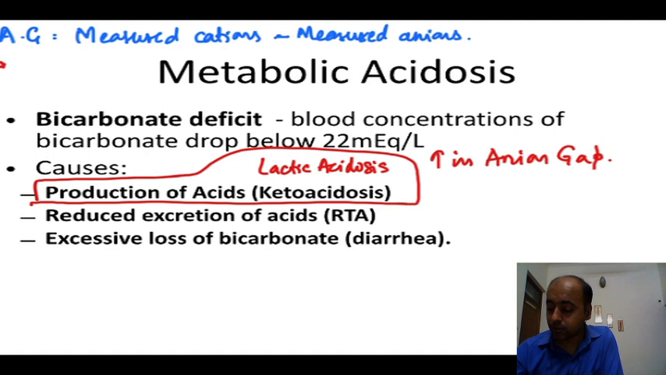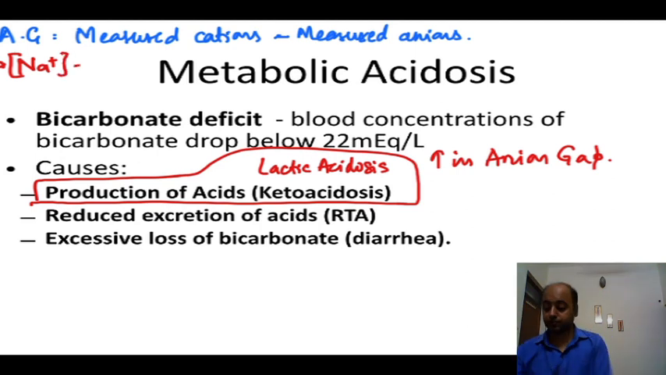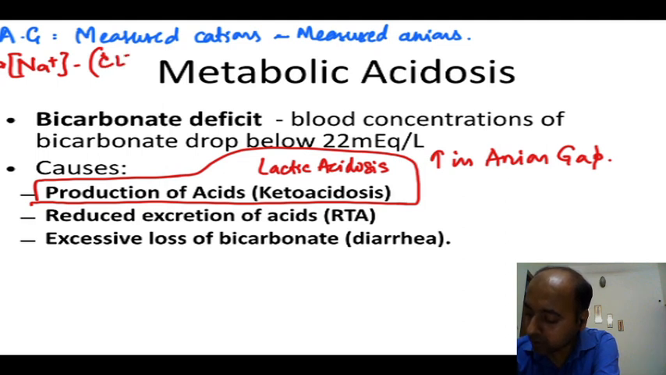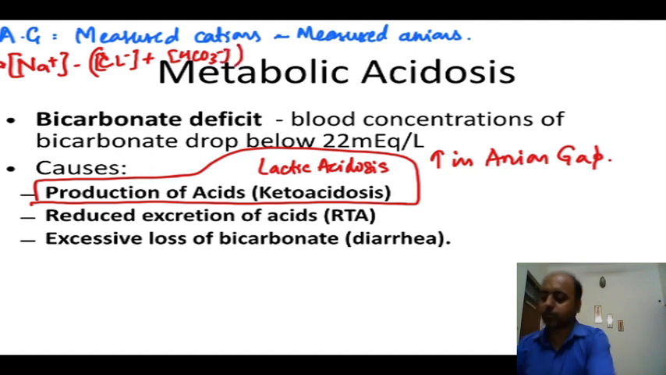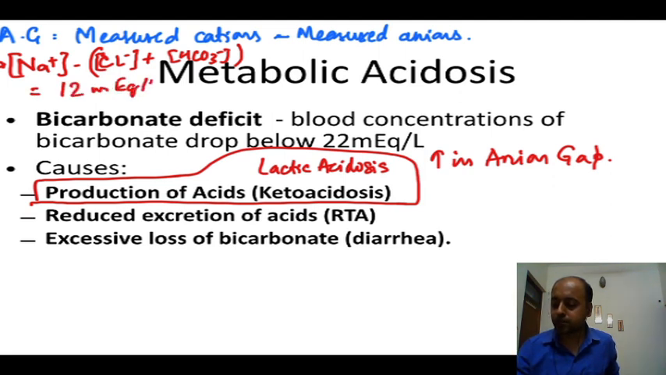So anion gap, most of the books will write it as concentration of sodium minus the concentration of chloride plus bicarbonate. When you consider this formula, the value will be equal to 12 milliequivalent per liter.